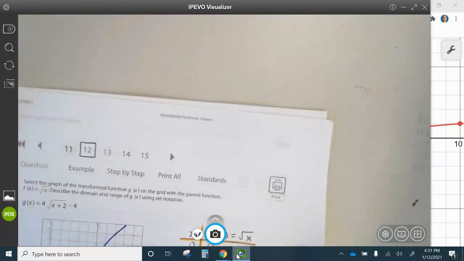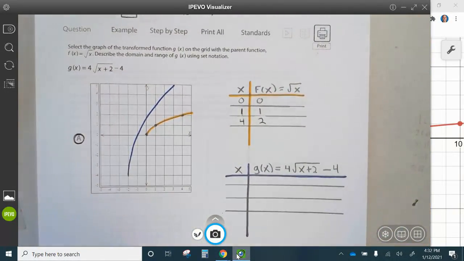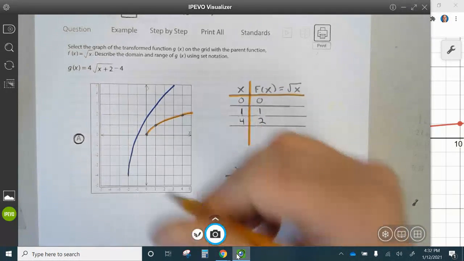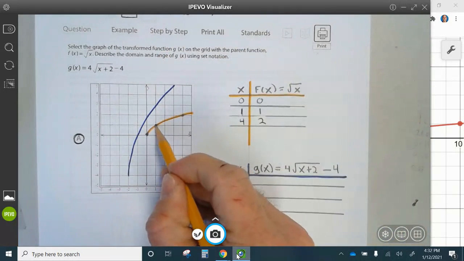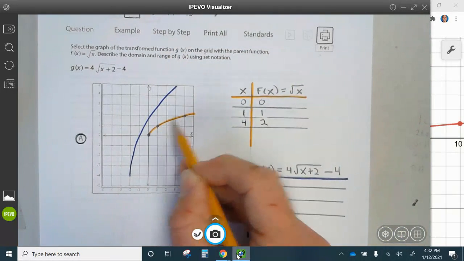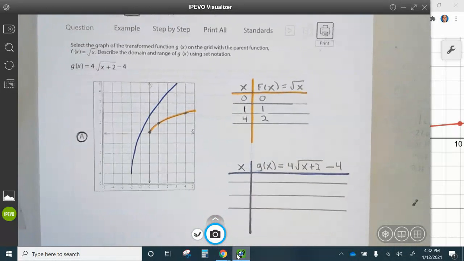All right, let's take a look at question number 12. Select the graph of the function transformed g of x on the grid with the parent function f of x equals the square root of x. Describe the domain and range of g of x using set notation. So first of all, graphing f of x: 0, 0, 1, 1, 4, 2. Okay, so there's f of x equals the square root of x.